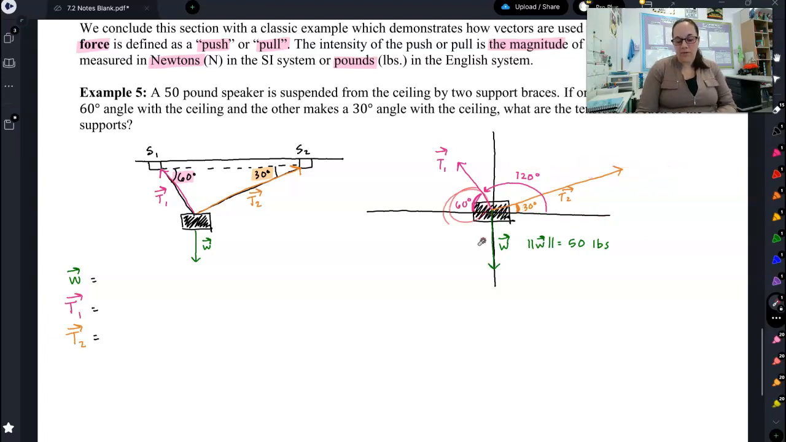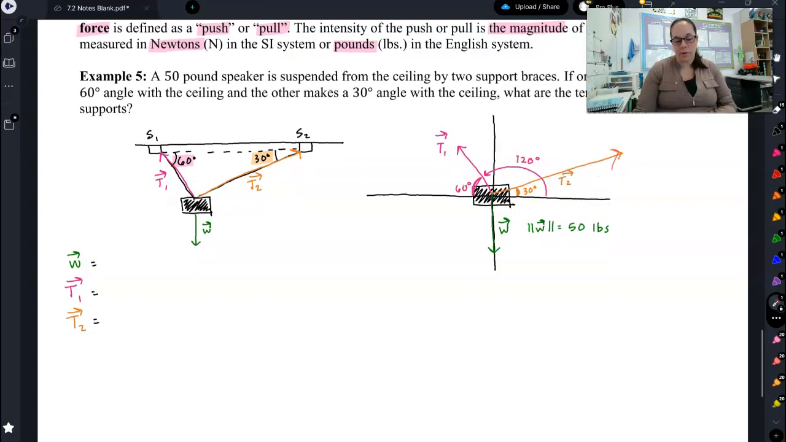However, I don't want to say this is 60. I want to measure it in standard position. So that's from the positive x-axis. That would give me 120. So I now have the angle for all of these, and I have the magnitude of one of them. I need to solve for the other 2 magnitudes.